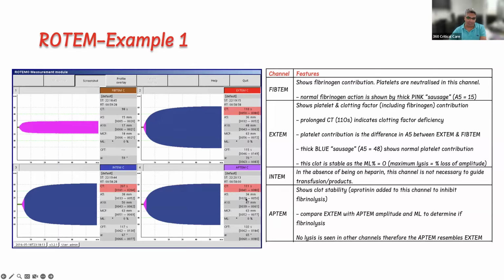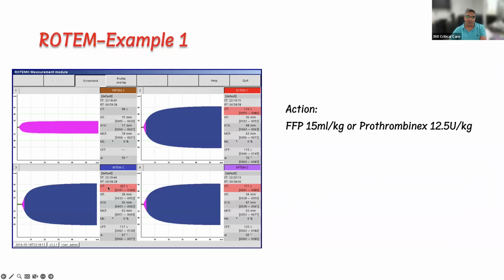The major effect here is either a problem of platelet, which we think less likely, or a problem of coagulation factor. Because in both XTEM and INTEM, the CT is prolonged, it is an issue with the coagulation factor. So in that case, how do you treat it? You give fresh frozen plasma or prothrombin.